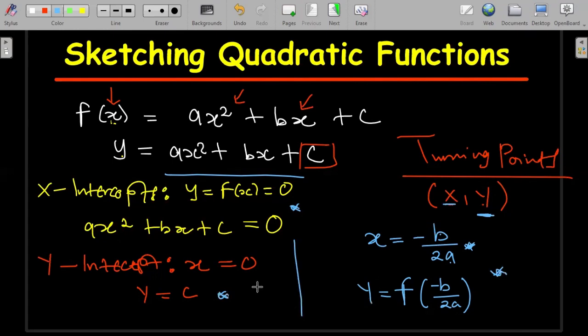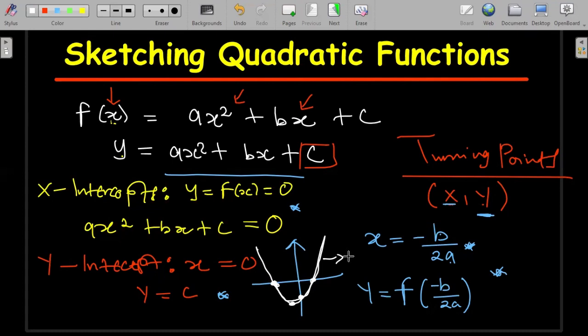So you just come now on the graph here, and you plot wherever those points are. For example, if my x-intercept is this one, and maybe that one, and my turning point is somewhere there, and then my y-intercept is somewhere there. Once you plot these points, you just connect them with a smooth curve like that. Then you have your quadratic function. So this is the general way of how we are going to be sketching the quadratic functions.